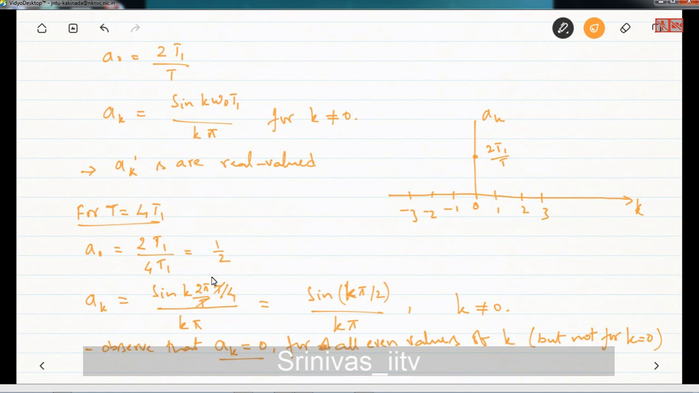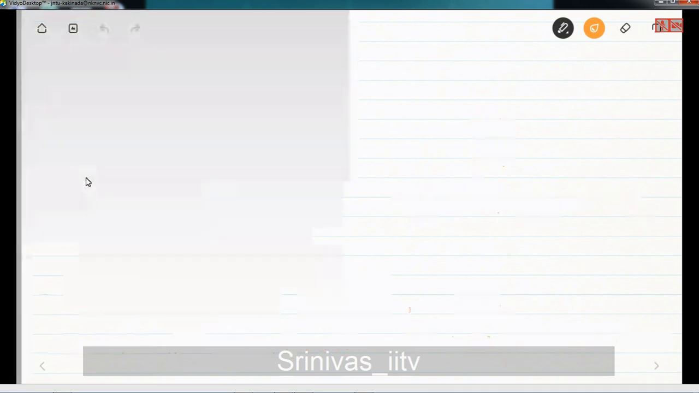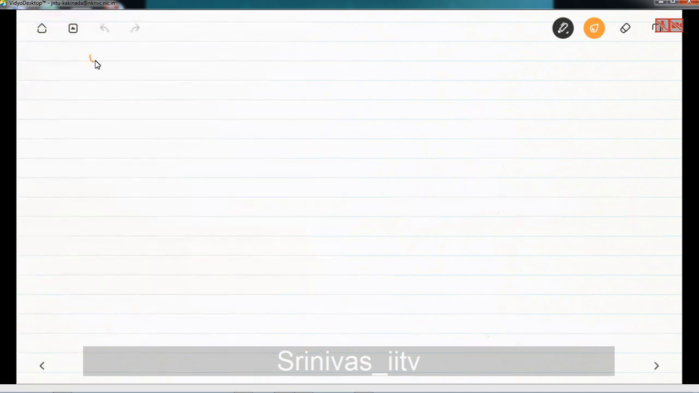See, I'm simply trying to explain more and more. I don't need to explain this many things, I guess. But simply what I'm trying to say is, when T equal to 4t1, we have this. This is just extending the example so that you will know how to compute the Fourier series coefficients. So when T equal to 4t1, a naught equal to half, a1 equal to a minus 1.